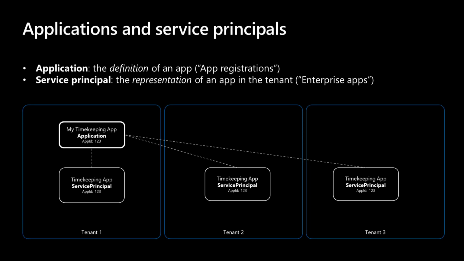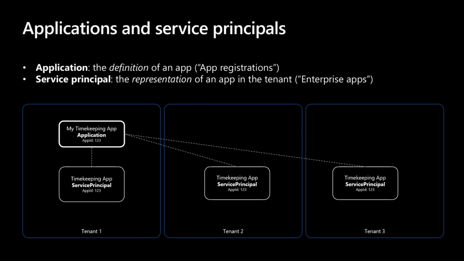In enterprise apps, that is where we're going to have the service principal, and this is the representation of the application in that tenant. So when you consent to an application that's a multi-tenant app, you will see that in the enterprise app section. This is kind of the front of the house type of configuration. So this is where you'll set your conditional access policies as your IT administrators in the environment.